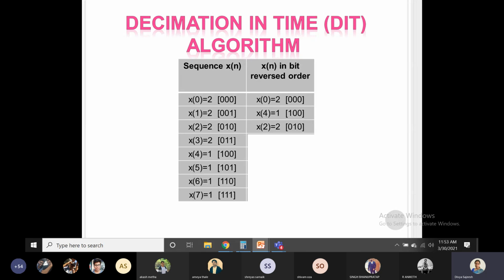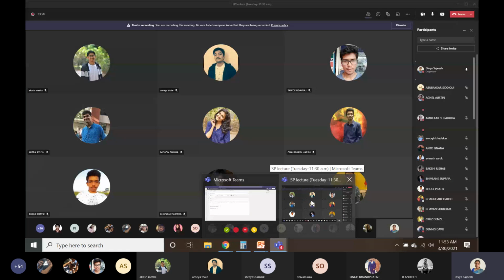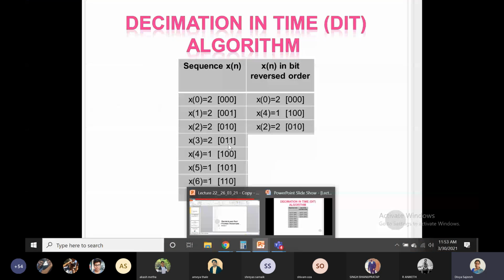Okay, one more I will ask, then things will be more clear. Uday Raj, can you tell me the next bit is 0, 1, 1, 1. Yes, ma'am, 0, 1, 1. Okay, if I change the order of this, how will you spell it? 1, 1, 0. So 1, 1, 0 is what? x of 6. 1, 1, 0 is 6.